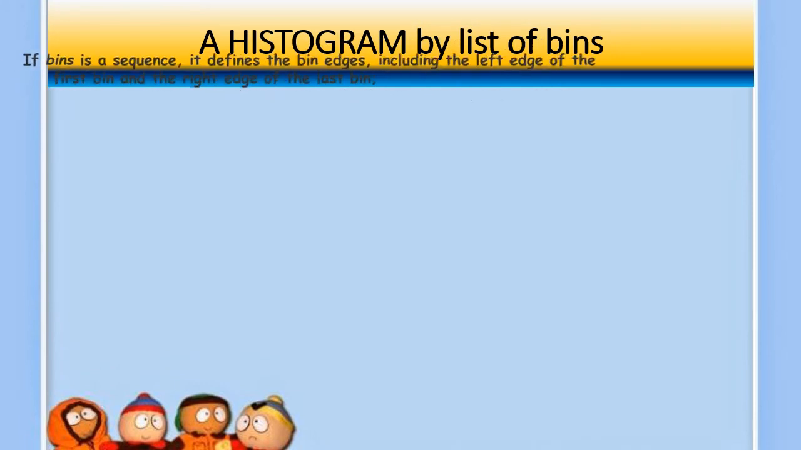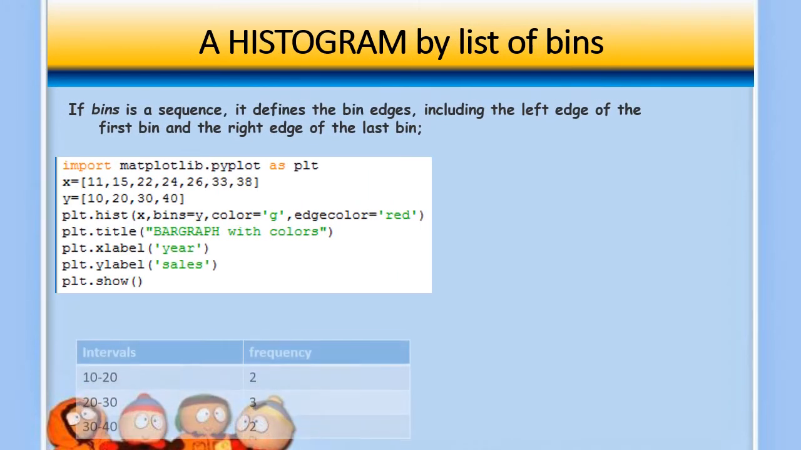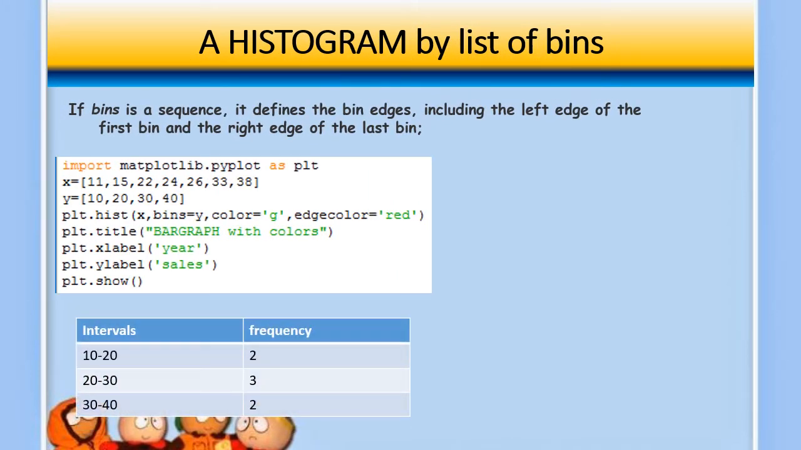In the previous example we didn't give the bins value, but here x is equal to a set of values and the y list also holds the values 10, 20, 30, 40. In the hist function we pass bins equal to y, so the y values are passed to the bins. Previously default bins were formed; here we have given them through the variable y.